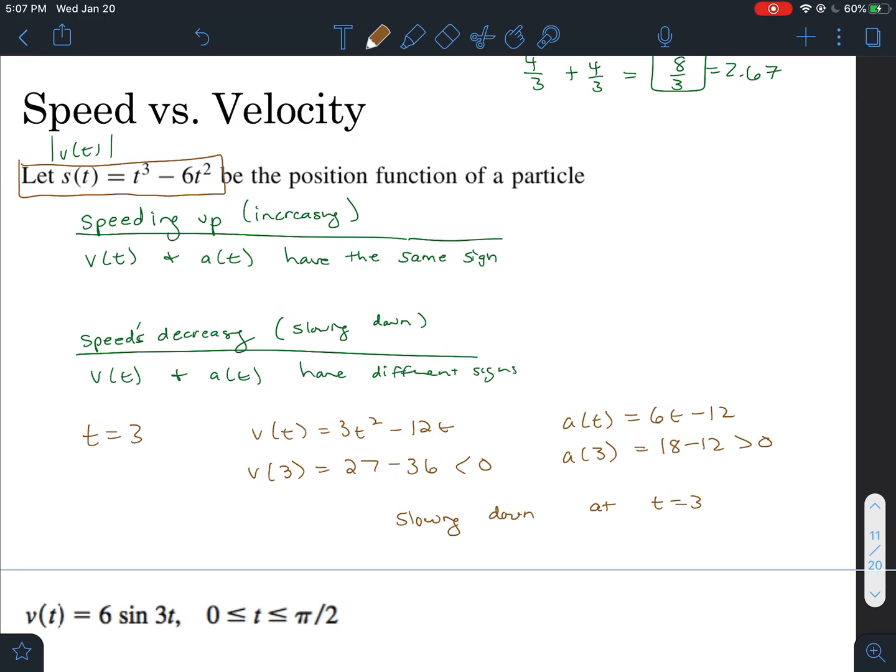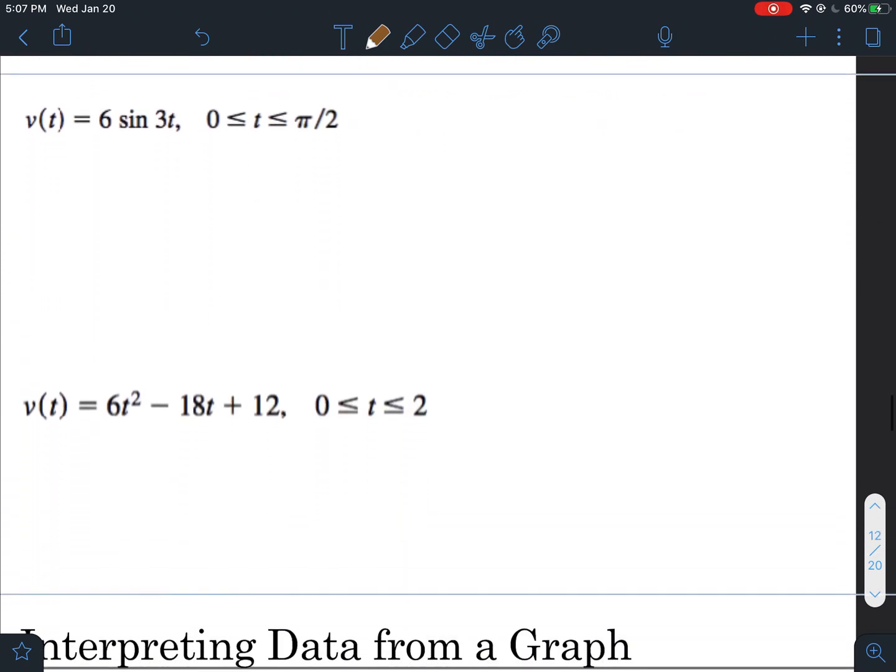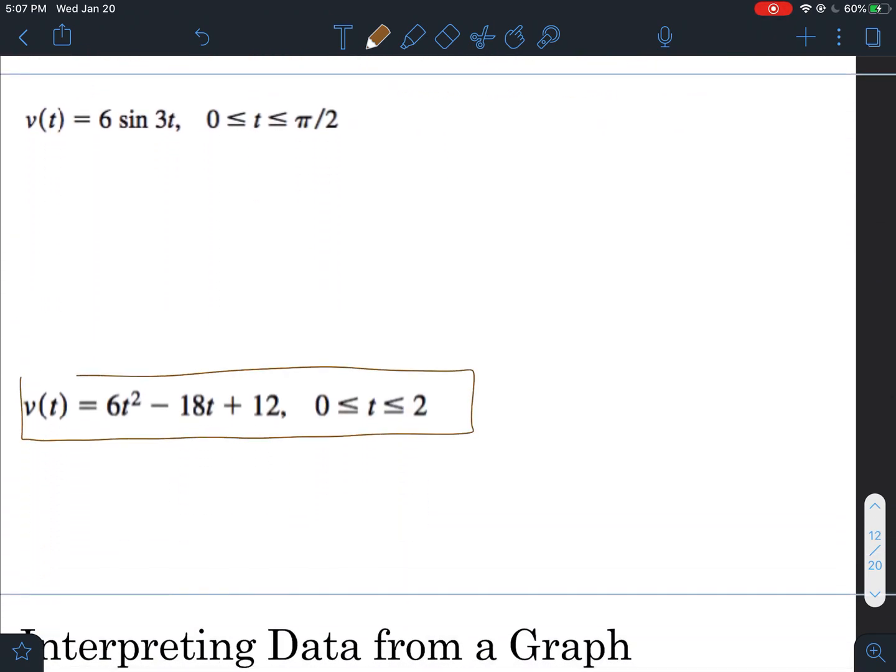And that's how you tell if a particle is speeding up or slowing down. So you guys go ahead and say if this particle is speeding up or slowing down at t equals 1. You can pause the video and try. At t equals 1, is that particle speeding up or slowing down?